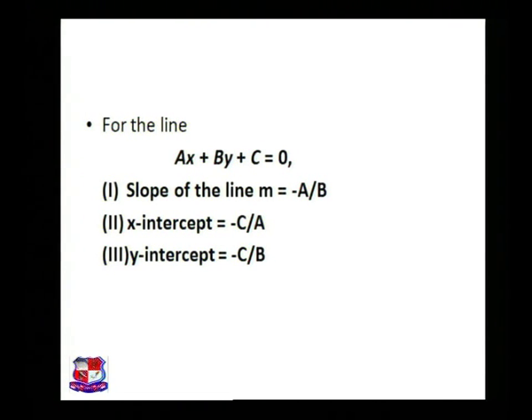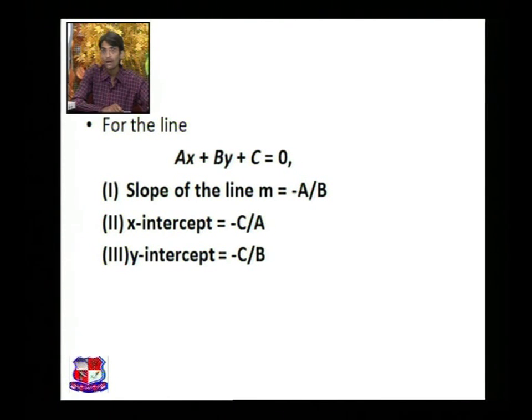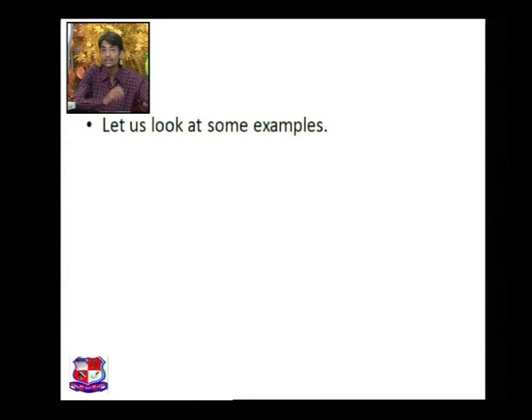So if we are given a line, we will compare that line with the general form ax plus by plus c is equal to 0. We can find the slope of the line, which is given by minus a upon b, the x-intercept, which is given by minus c upon a, and the y-intercept, which is given by minus c upon b. So in this way we can find the slope, x-intercept and y-intercept for any given line. So this is all about the basic formulas and equations for this chapter, straight line.